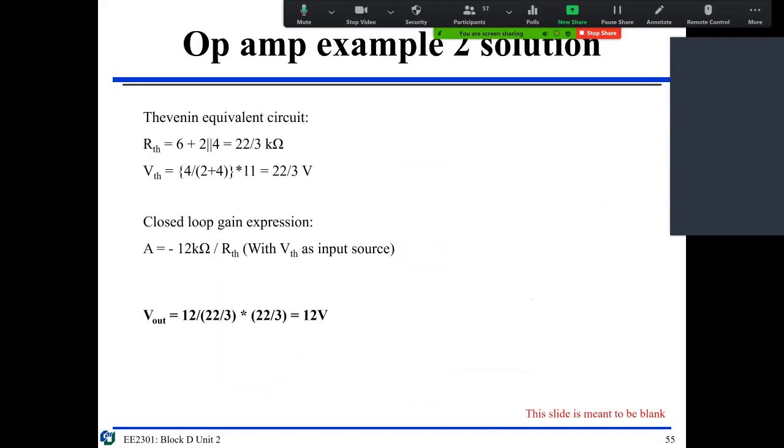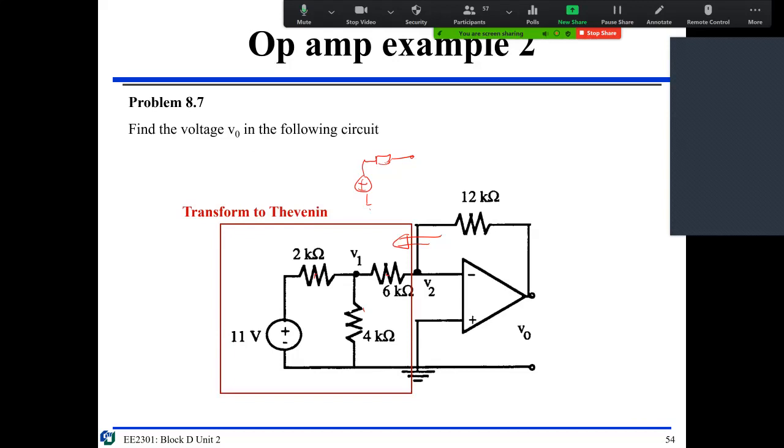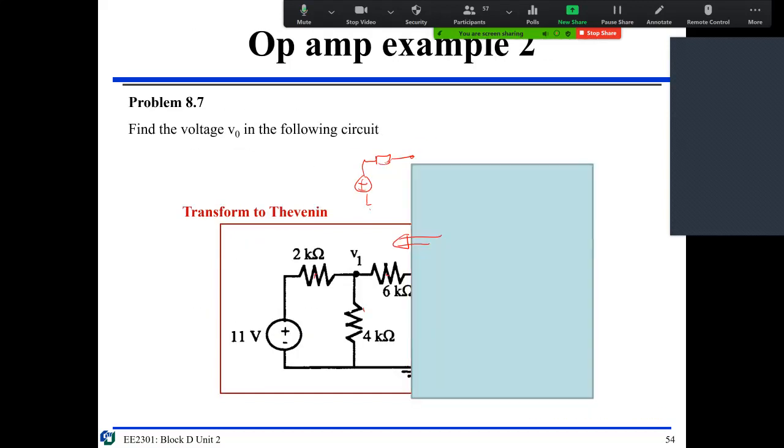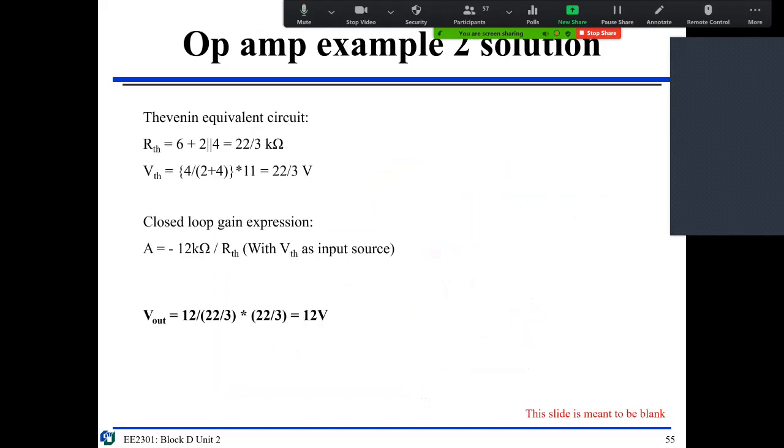So what do you do? Thevenin equivalence, RTH and VTH, you know it, right? So you just do this short. You short this thing to see what is the value here. 6 parallel to 4 plus 2, right?